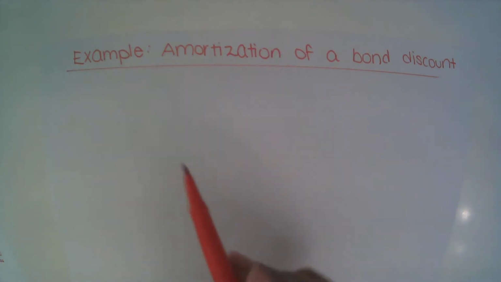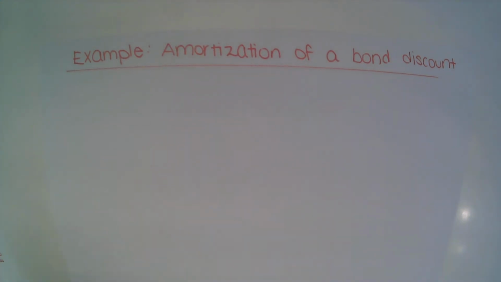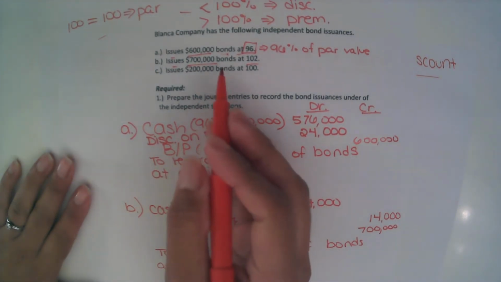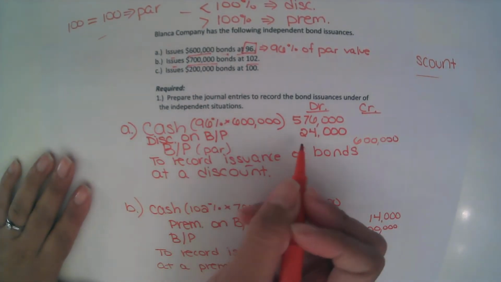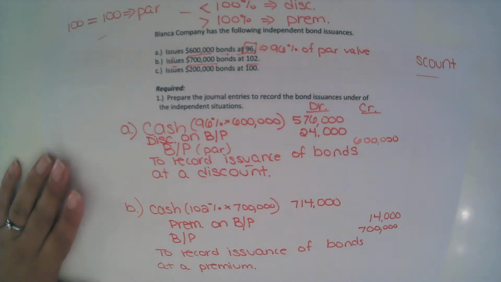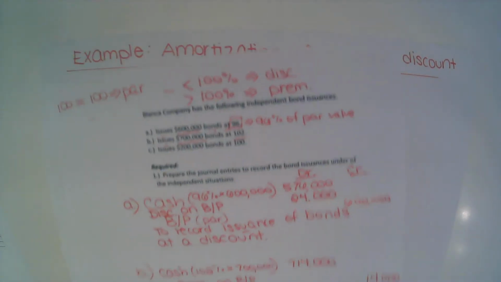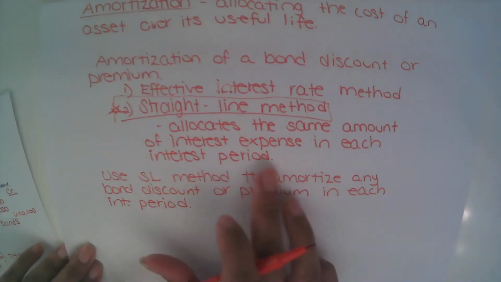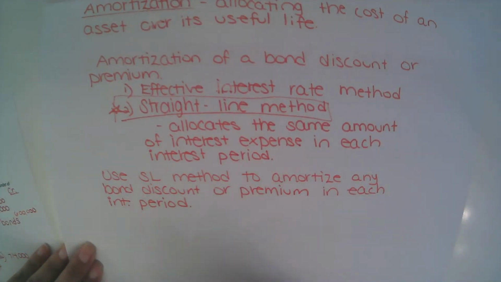All right, let's try an example. We're going to do an example of amortization of a bond discount. So I have this one handy that we did in a previous video. So A was an example of a bond discount. We see here we have a bond discount. So when do we amortize the bond discount? We said we were going to amortize it. We're going to record it each interest period.